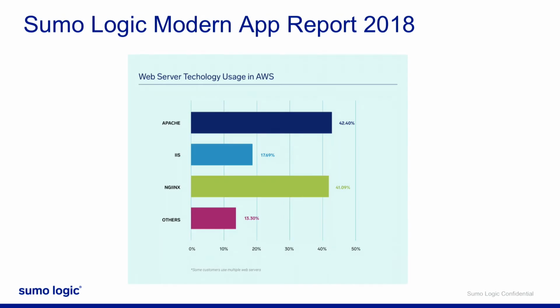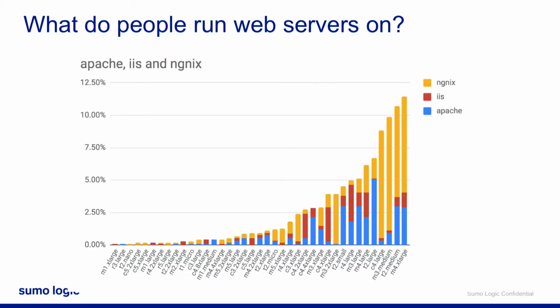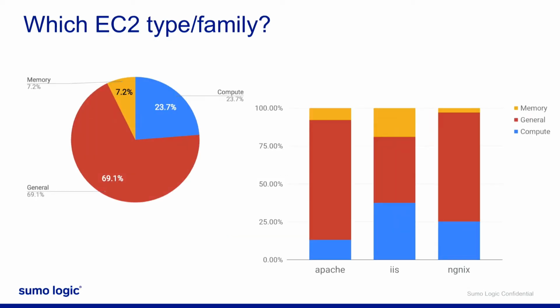And again, maybe you want to do the whole exercise also for web server. Again, from the Modern App Report, Apache, IIS, Nginx, these are some really popular choices. You can see there's some really interesting behavior as far as what EC2 instance types people are using here. And if this is a bit much to digest, we can drill down a little bit more and look at the families and the sizes.